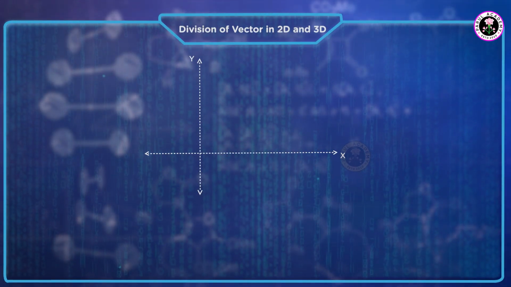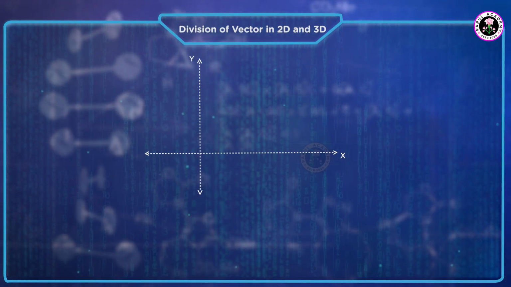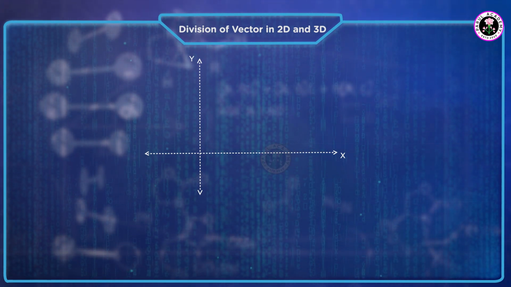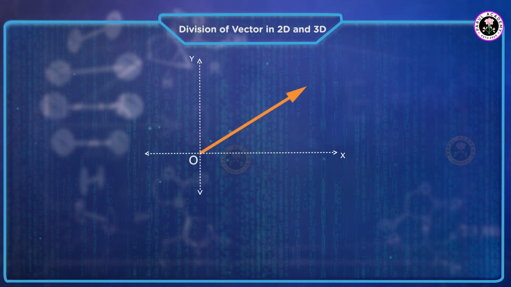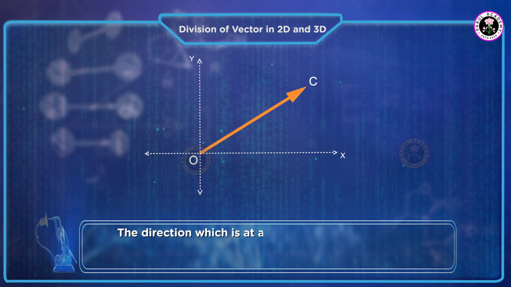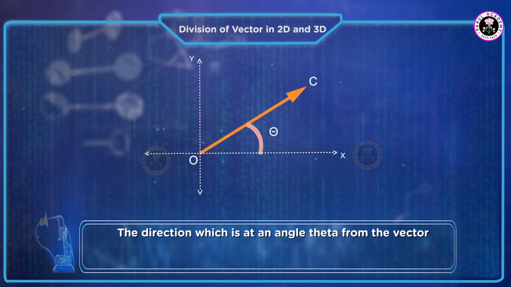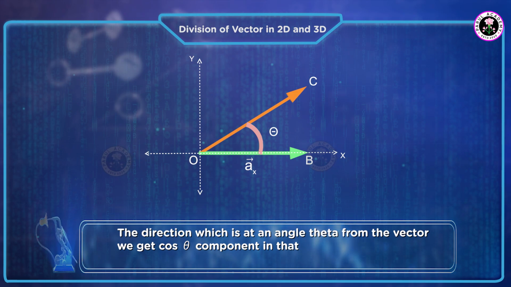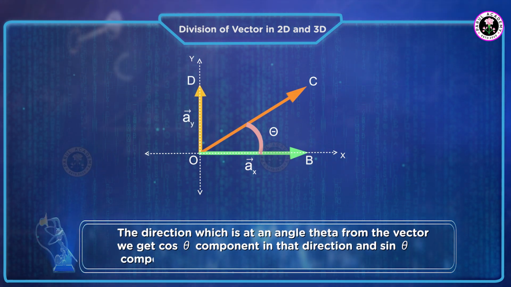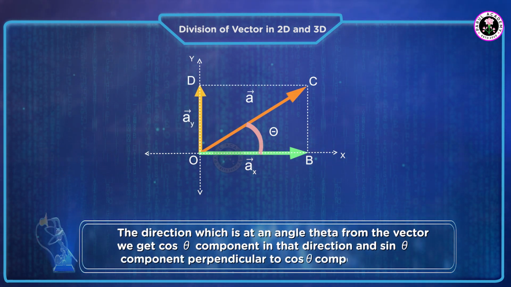So in the next topic, we are discussing about the component division of the vector in 2D and 3D. So vectors can be divided in infinite components in the space. It shows the effect of one vector in several directions. Here we are talking about the component division in 2D. The direction which is at an angle theta from the vector, we get cos theta component in that direction and sin theta component in the direction perpendicular to the cos theta component.